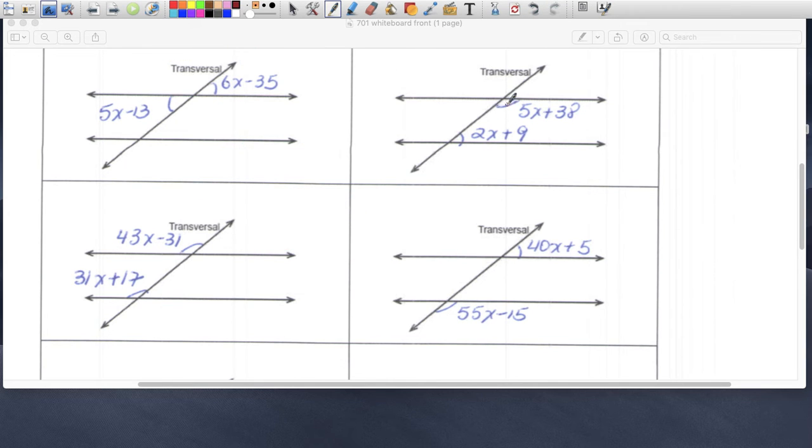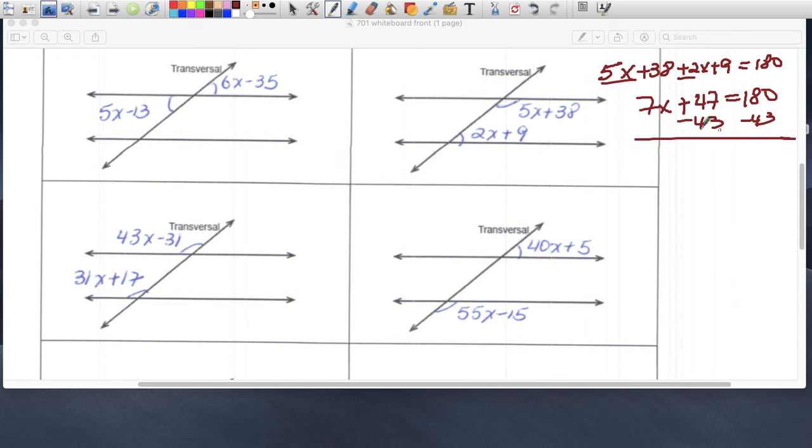This is different. Again, this is A and this is B, so they're different. So we're going to do 5x plus 38 plus 2x plus 9 equals 180. 5x and 2x is 7x. 38 plus 9 is 47 equals 180. Minus 47, minus 47. That's bye-bye. And you're going to get 133, I think. And 133 divided by 7 equals, uh-oh, something wrong here.